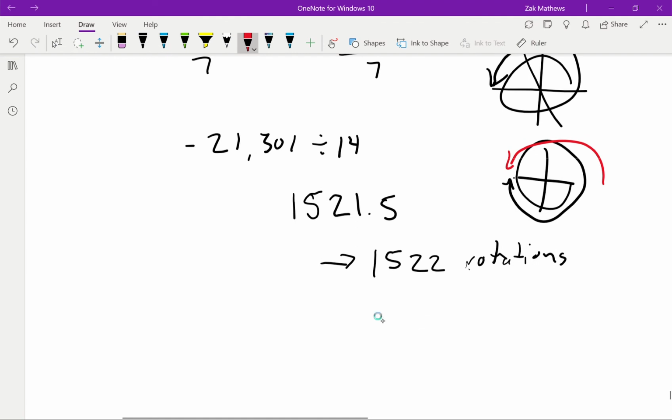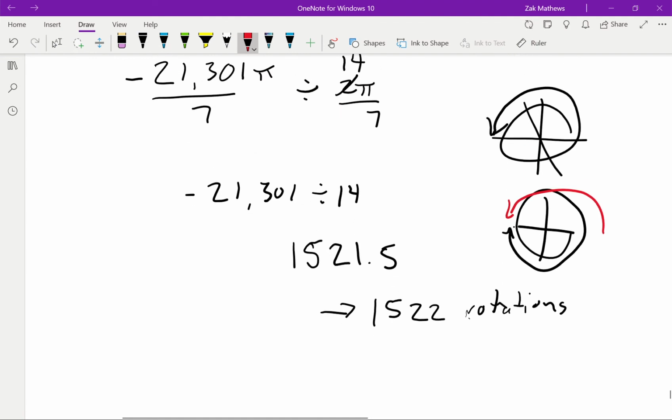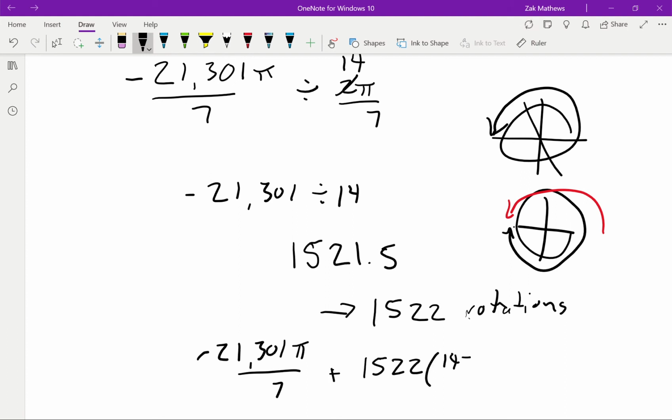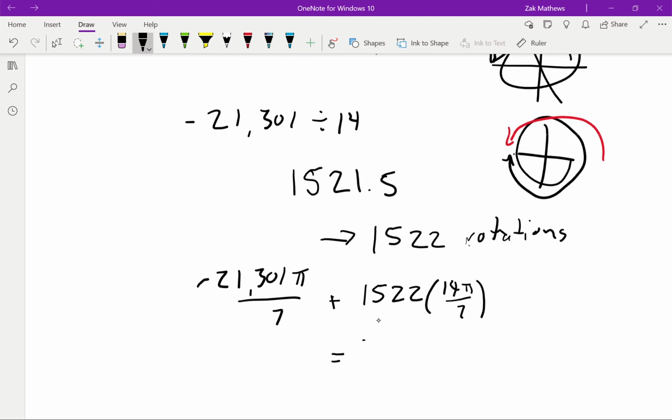So let's take our initial angle of negative 21,301 pi over 7. Let's add to it 1,522 times 14 pi over 7. So again, I'm going to use my calculator to help me out here. We have negative 21,301 plus 1,522 times 14. Of course, pi over 7 are all common to both. And so we are left with, when we do this, 7 pi over 7, which of course we can simplify to just pi.